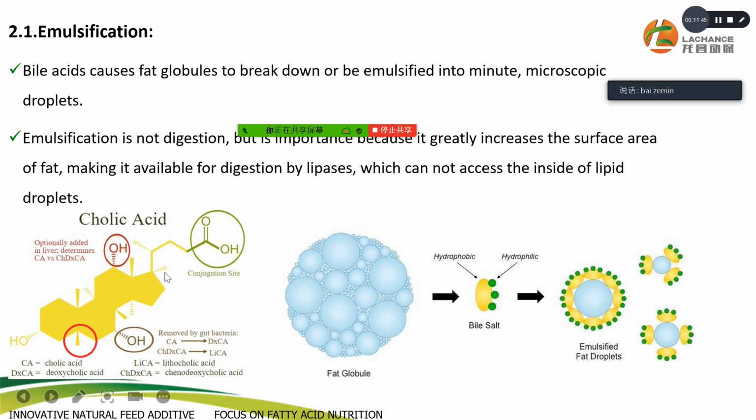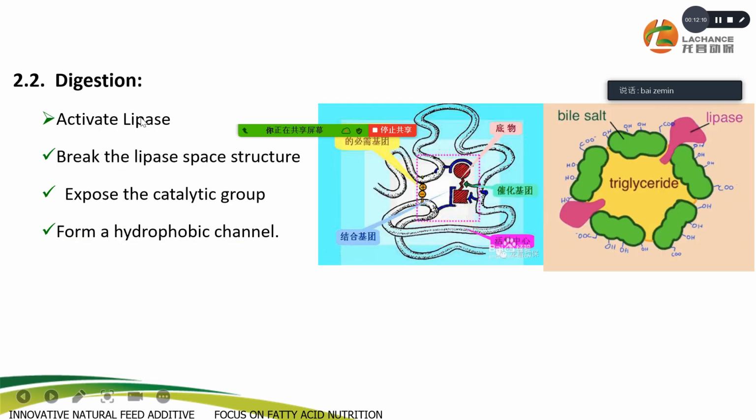This is cholic acid. Actually, later I will explain. Cholic acid has two parts: one is the hydrophobic side, and the other is the hydrophilic side. The big fat globule combines with bile salt, and finally is emulsified into droplets. And the second function of bile acid is digestion.